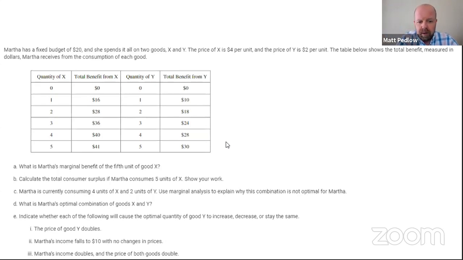So her marginal benefit of the 5th unit, her consumer surplus. If you can't get that one yet because you're hazy on the consumer surplus, I'll get that to you tomorrow, but it's actually pretty easy. C, use marginal analysis to show why this is either optimal or non-optimal. D, tell us what is optimal. And then E, what's going to happen to our optimal quantity if the price doubles, her income falls, and if her income doubles and the price is double. That's it. So go ahead, get this done by tomorrow, 3 o'clock.